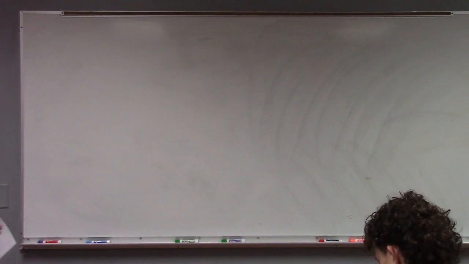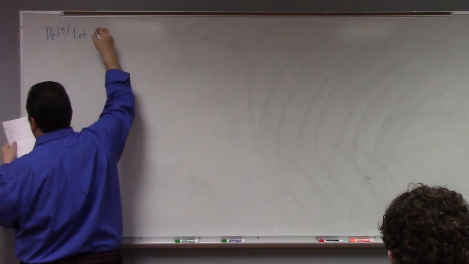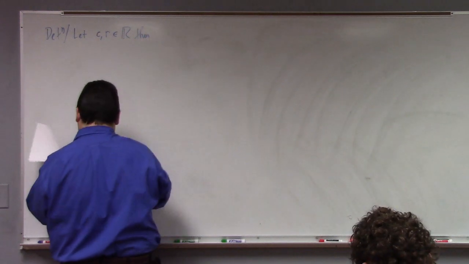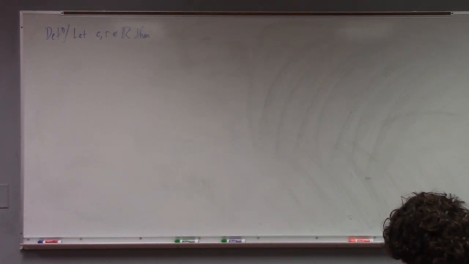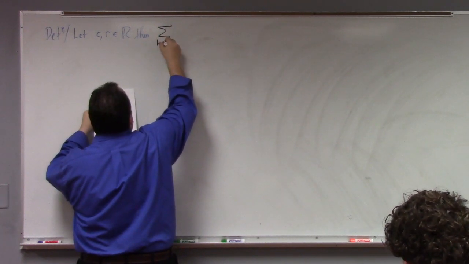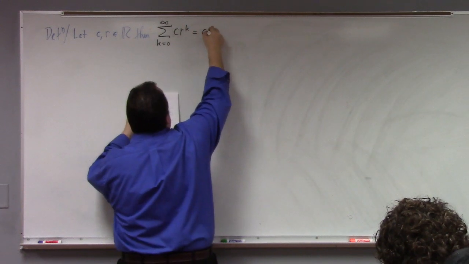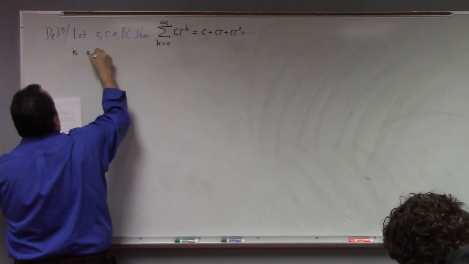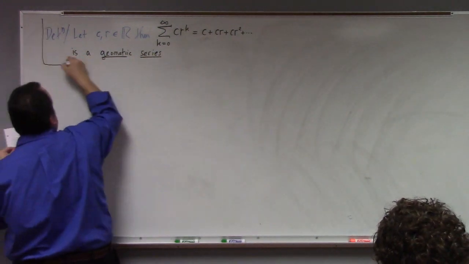So I guess I should probably make a definition. This one's kind of important because we need to recognize this when we come up against it. Definition, let c and r be real numbers, then find a marker that's not stupid. I'll leave this thing in here. All right, then the sum k equals 0 to infinity of c r to the power k, which is explicitly c plus cr plus cr squared plus dot dot dot is a geometric series. All right, so this is the geometric series.